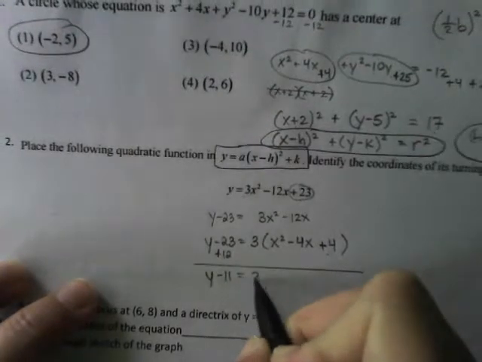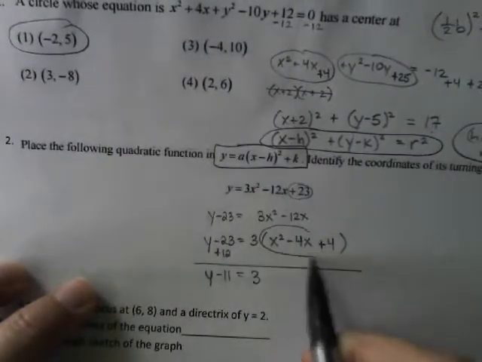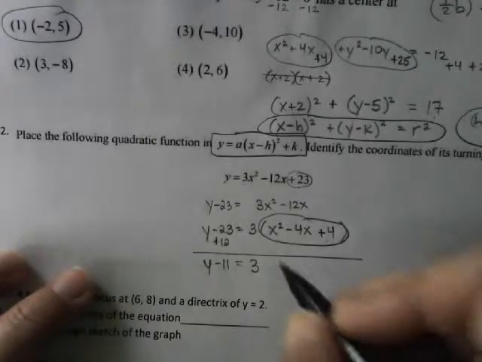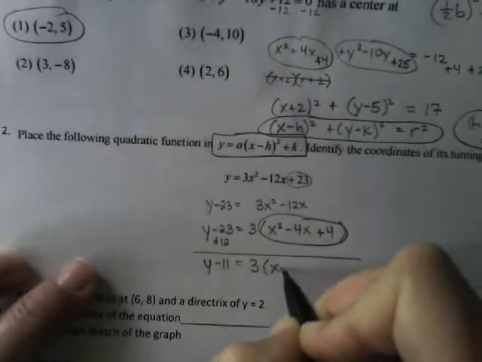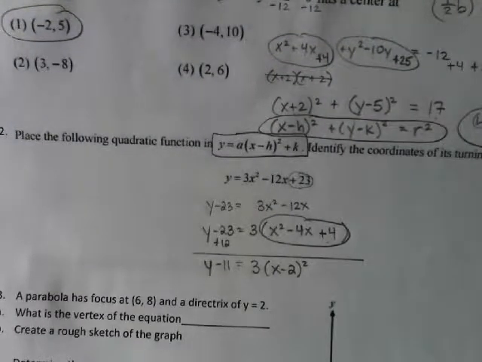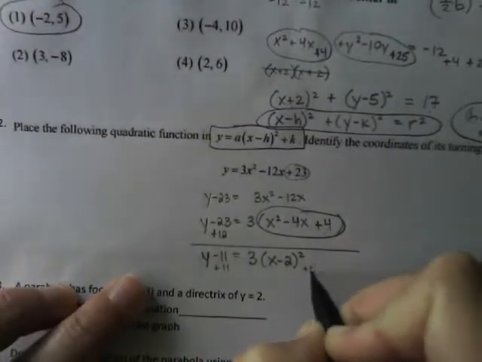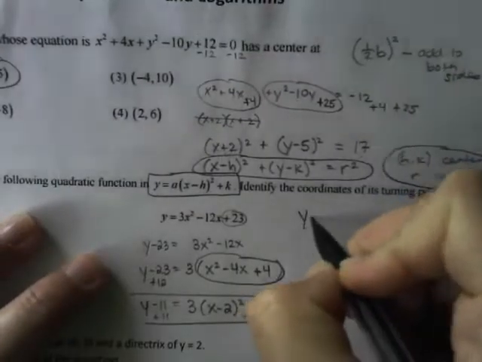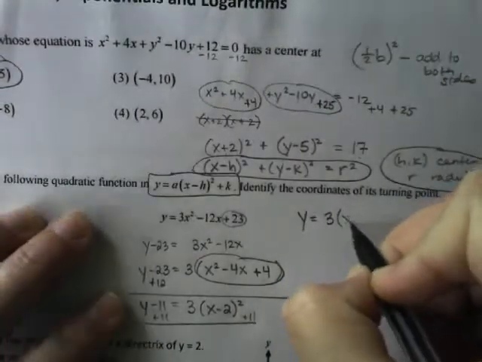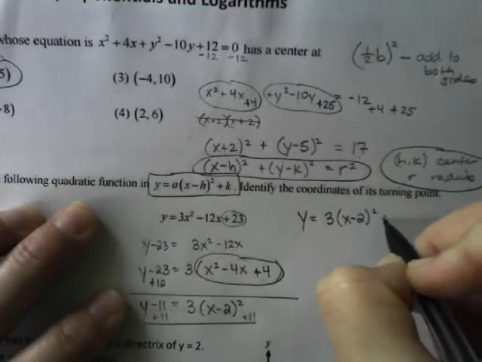And then I have my 3, and again, my trinomial should now be factorable into something times itself, and that's going to be x minus 2 squared. And then I just add my 11 back over. So add 11, and here's your new vertex formula. y equals 3 times x minus 2 squared plus 11.